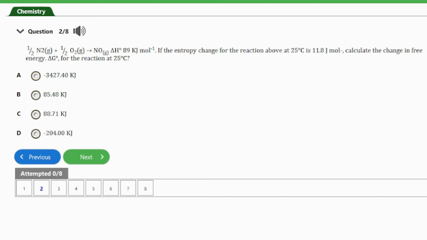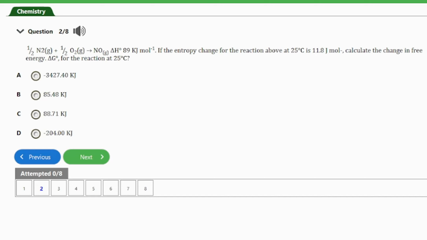We have an equation of a reaction here between nitrogen gas and oxygen gas to actually yield nitrogen monoxide, and the delta H here is 89 kilojoules per mole. And guys, if the entropy change for the reaction above at 25 degrees Celsius is 11.8 joules per mole, calculate the change in free energy. So we had to calculate the Gibbs free energy at 25 degrees Celsius for this question, and we have our options A to D here.